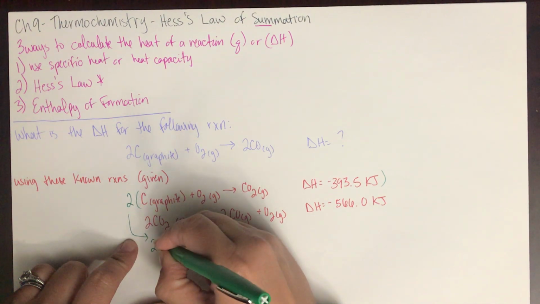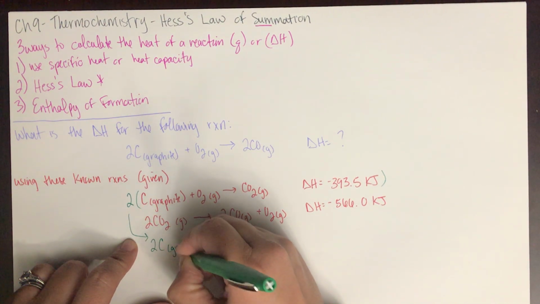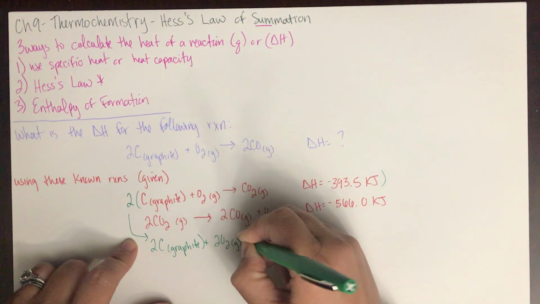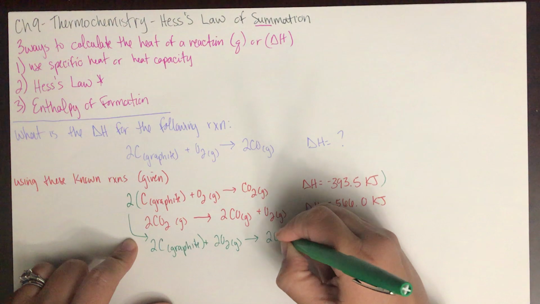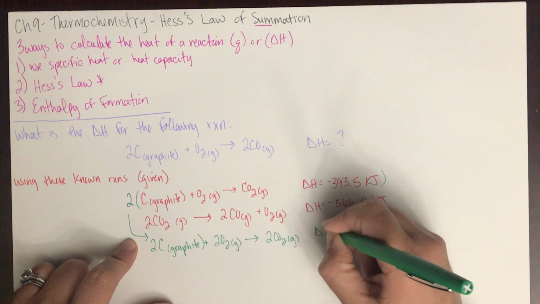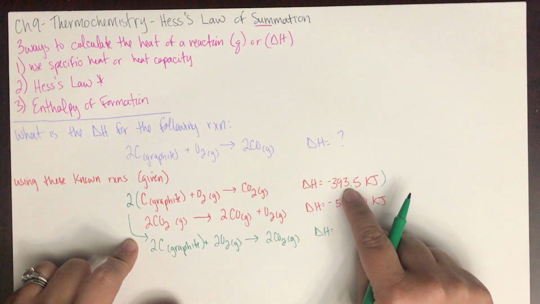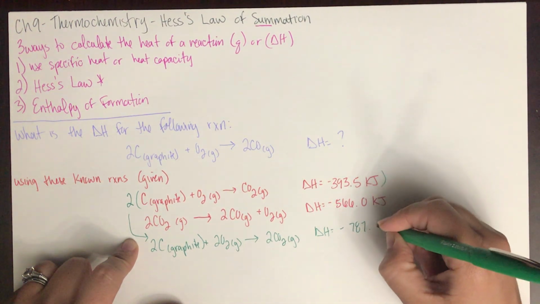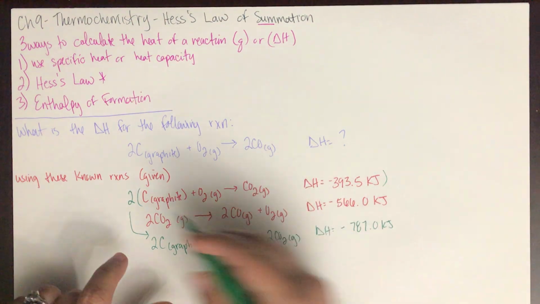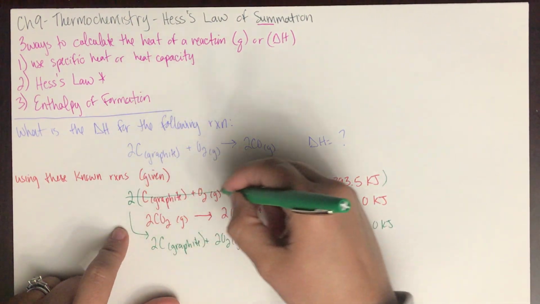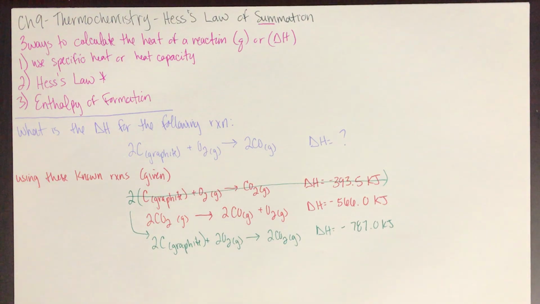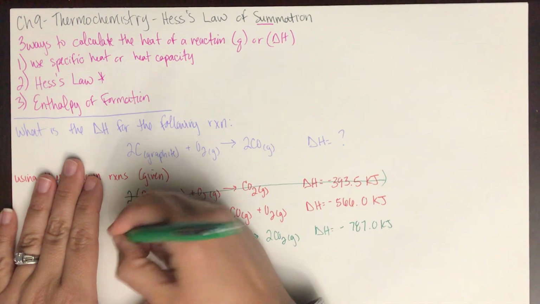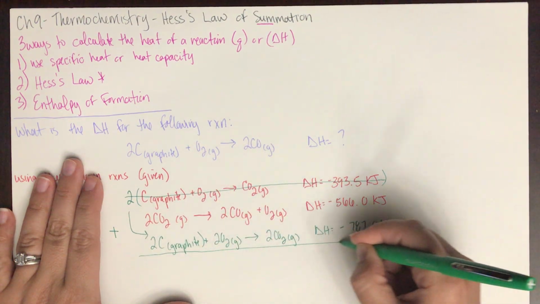So now I have 2 moles of carbon graphite plus 2 moles of oxygen gas produces 2 moles of carbon dioxide gas. And now my enthalpy change is 2 times this. It's going to be negative 787.0 kilojoules. So now that I've done this, I'm just going to get rid of this so I'm not confused when I'm adding things together.